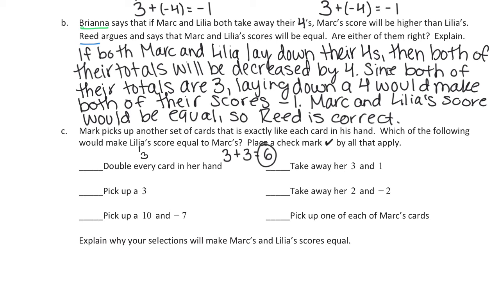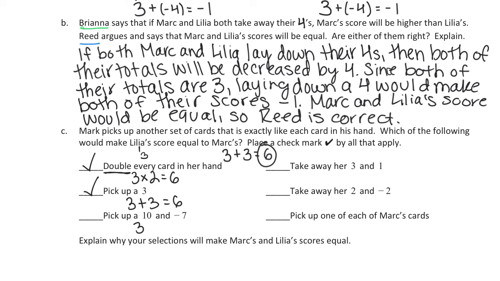Double every card in her hand. Well, Lilia's score starts at 3. If she's doubling, that means I'm going to multiply 3 by 2, and 3 times 2 is going to give me 6, which is the same score that Mark has. So we're going to put a check mark there. Now, Lilia starts her score at 3. She picks up another card that is equal to 3, and 3 plus 3 is 6. Same score as Mark's, so we're going to put a check there.